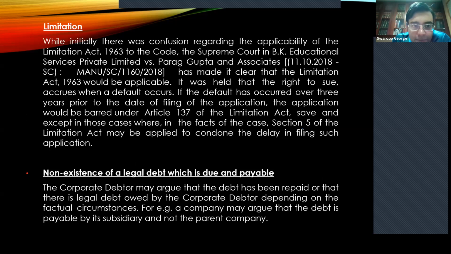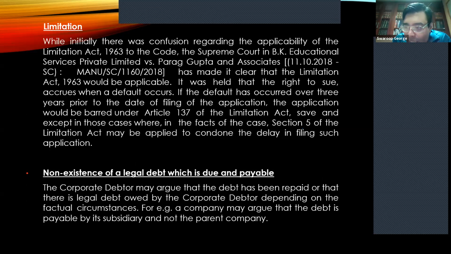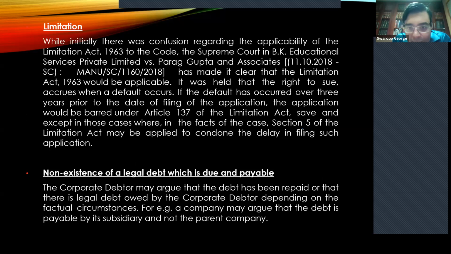The next category of defense that they may take is with regard to limitation. Earlier there was some confusion. There were some judgments saying that the Limitation Act would not be applicable to the IBC, but now the Supreme Court has made it clear that the Limitation Act would be applicable. It has held that the right to sue accrues when a default occurs. If the default has occurred over 3 years prior to the date of filing of the application, it would be barred under Article 137 of the Limitation Act, save and except in those cases wherein, on the facts of the case, Section 5 of the Limitation Act may be applied to condone the delay in filing such applications.